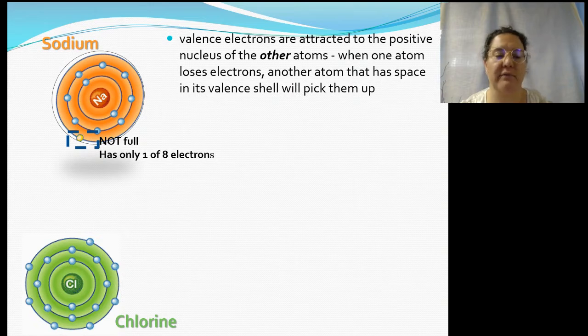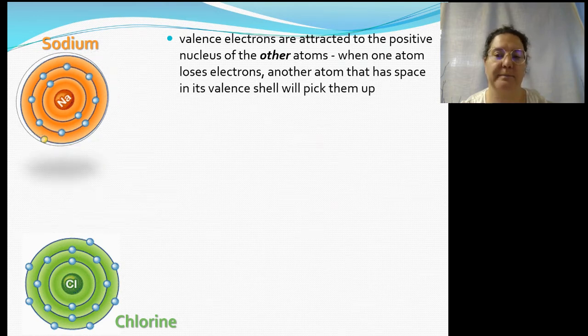So, sodium is not full. It has only one valence electron, so it could lose one or it could gain seven. Whereas chlorine has 7 of 8 electrons. So, to become more stable, it could gain one electron or lose seven. Okay, which one do you think is going to be more work for the atom?